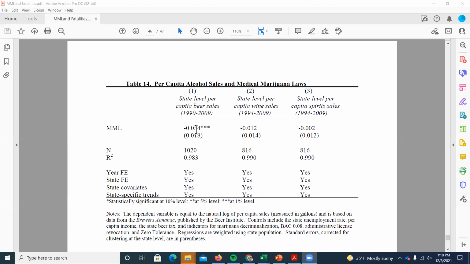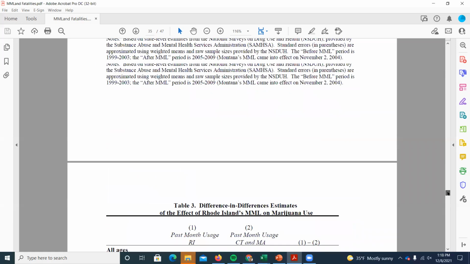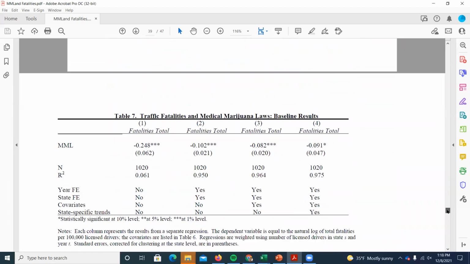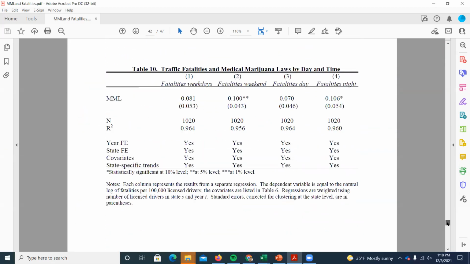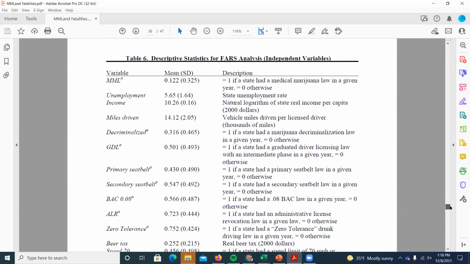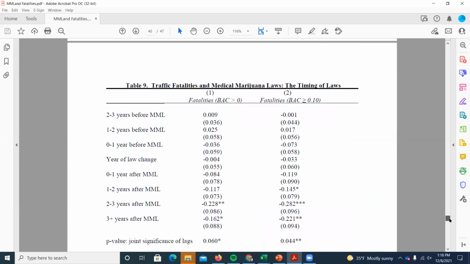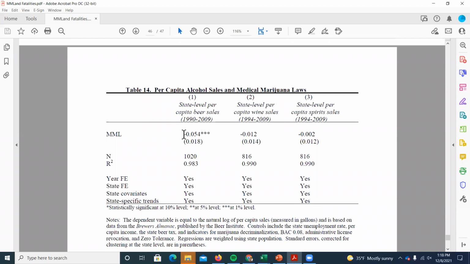We could say with 99% confidence, because we see 3 stars, that legalizing medical marijuana was decreasing per capita beer sales by about 0.054. And like I said, we'd have to go back to remind ourselves what the units are on that. I'm not sure if they mentioned that in this table or not. Where was it? Here it is. It's probably in the paper what the units were. You'd have to actually go back and find the paragraph that's referencing this. But we do find a significant decrease, right? So it looks like we have some evidence that these are substitute goods.